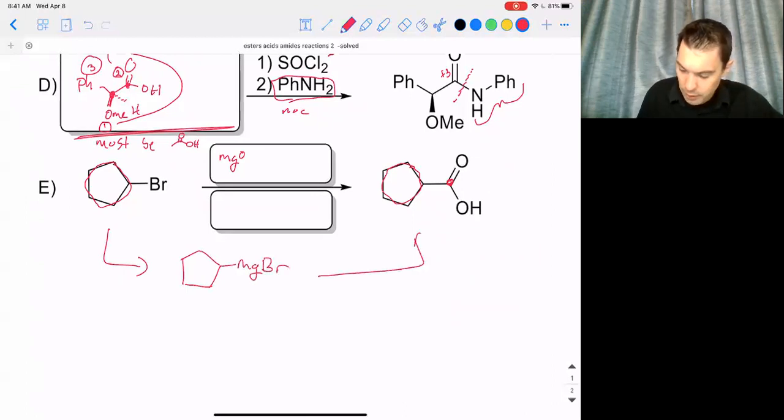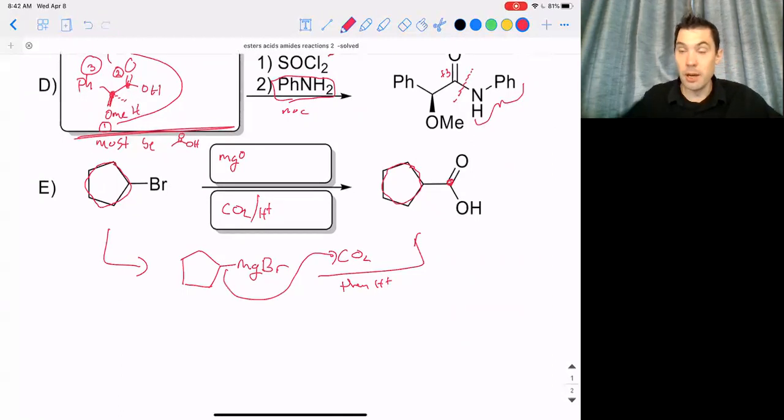And then we can go to here with carbon dioxide, and then H+. And what that does then is the Grignard will attack the central carbon on carbon dioxide. It'll make O-, and then that O- will end up being protonated with H+, and so we'll get the free carboxylic acid. So that would be one way to do it.